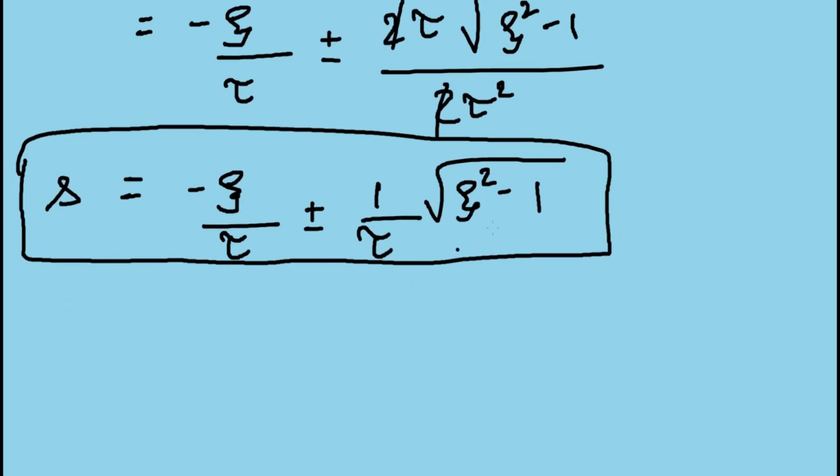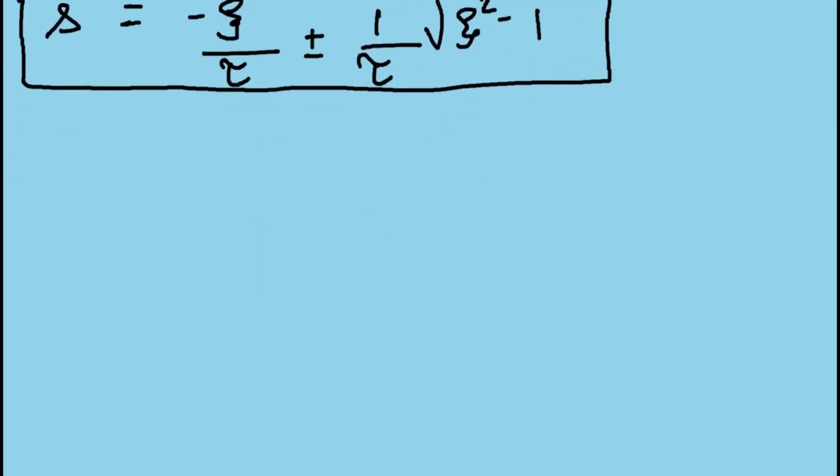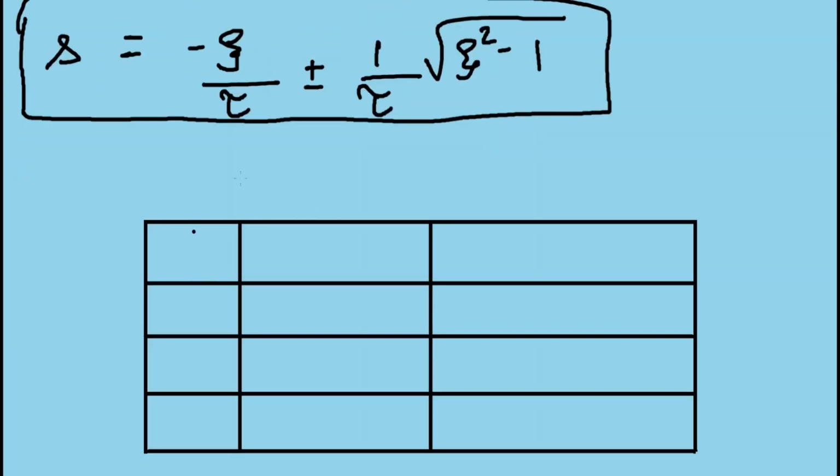Now depending on the value of zeta, we will have different natures of the roots. We will categorize them in a table. On the first column I will write zeta, remembering that zeta is the damping coefficient. On the second column we will have the nature of roots, and on the third column we will have the type of response.